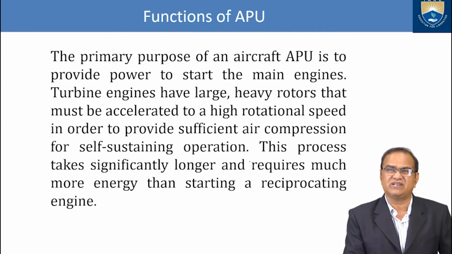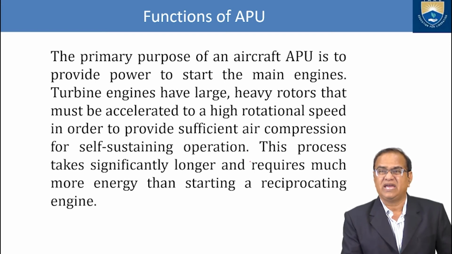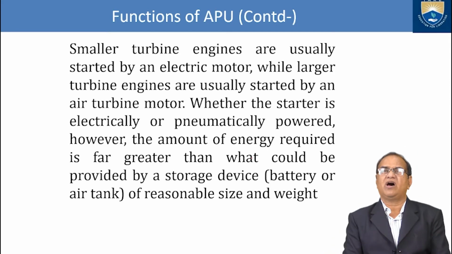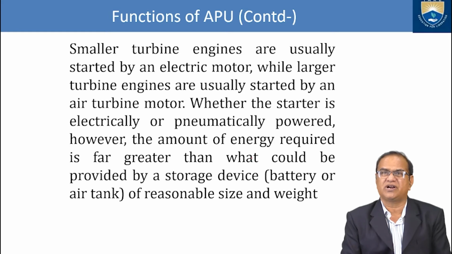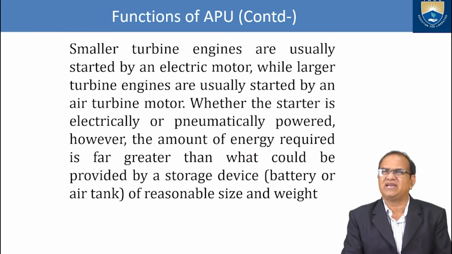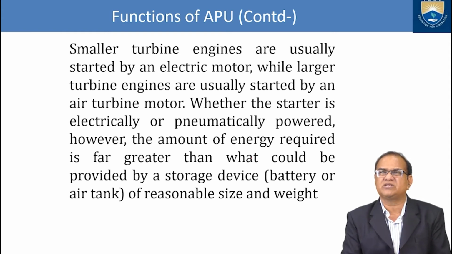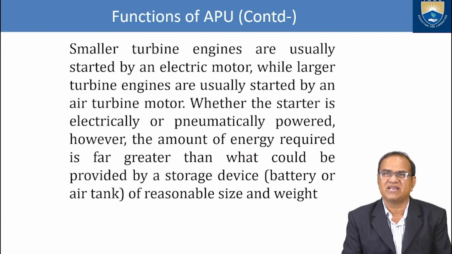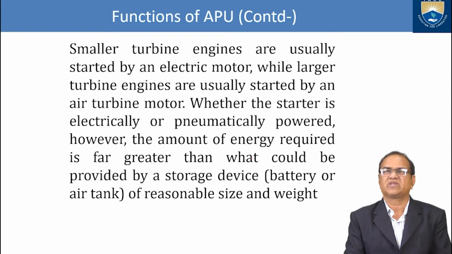A normal small generator or some rotor cannot be used. So we use a small engine that is called the APU. Now smaller turbine engines are usually started by an electric motor. Normally if it is a small engine, this can be started by an electric motor. But a big engine is not possible to start by an electric motor. While larger turbine engines are usually started by an air turbine motor.